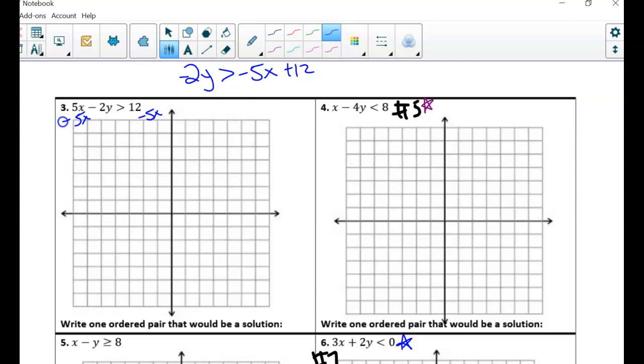Divide everything by -2. What happens when we divide by the negative? You flip the sign. So this would become y is now less than +5 over 2x minus 6.